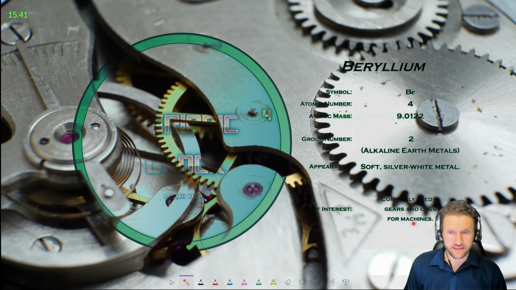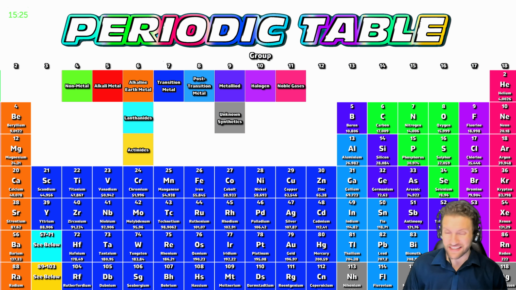Convenient. Okay, number 5, boron. What do we know about boron? Well, starts with the symbol B. We have a mass of 10.8. Atomic number 5, so nice and round numbers on that one. Group number is 13.